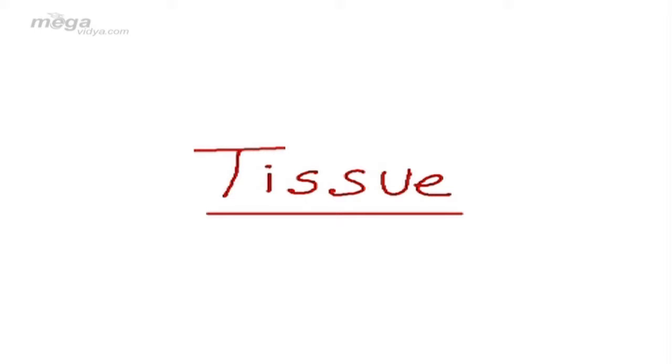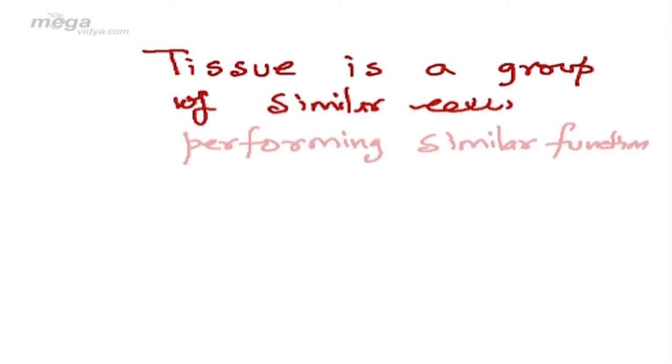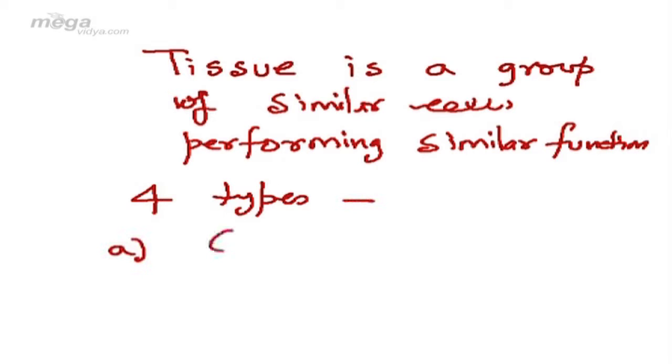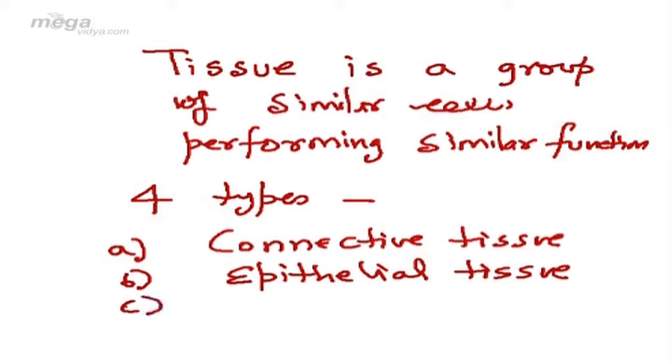Tissues can be found in both plants and animals, but today we will be discussing only animal tissue. Tissue, as you know, is a group of similar cells performing similar function. Animal tissues are of four types, namely connective tissue, epithelial tissue, muscular tissue, and nervous tissue.